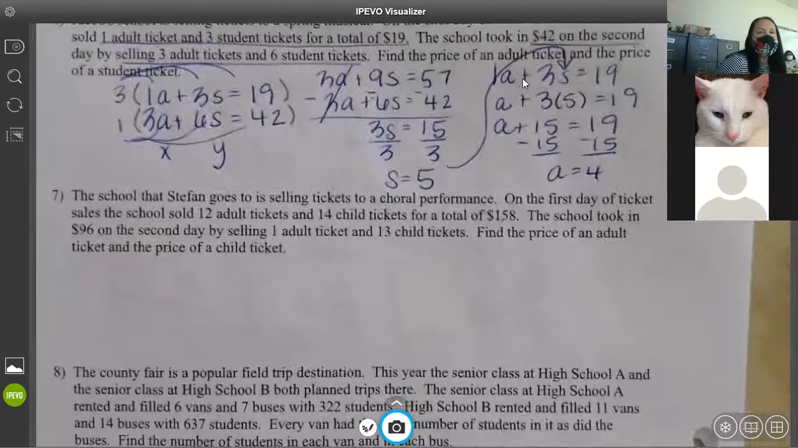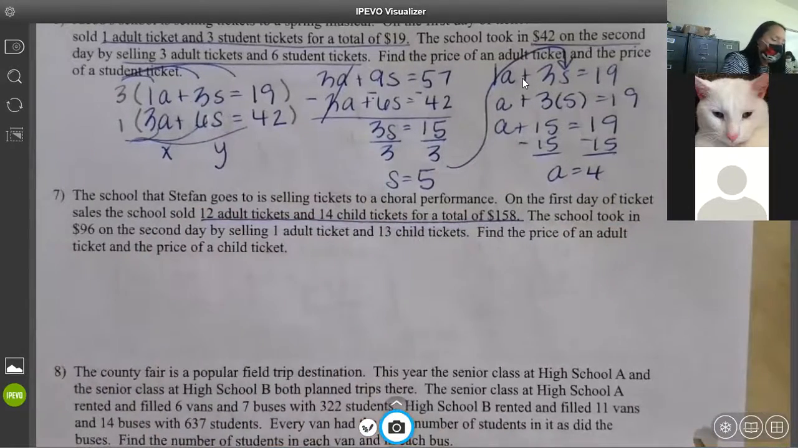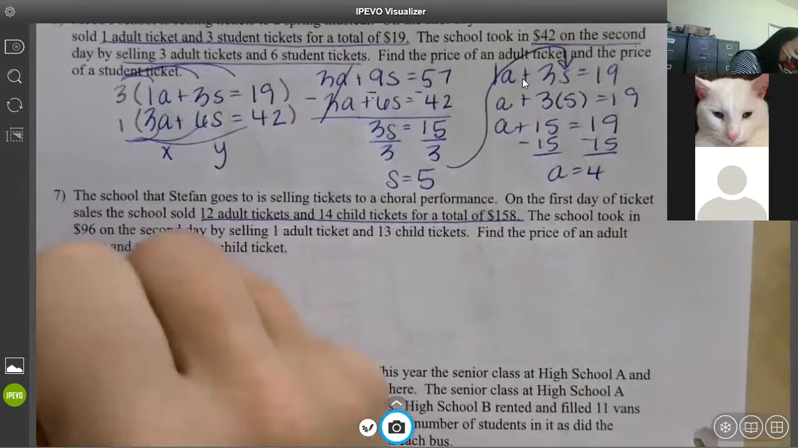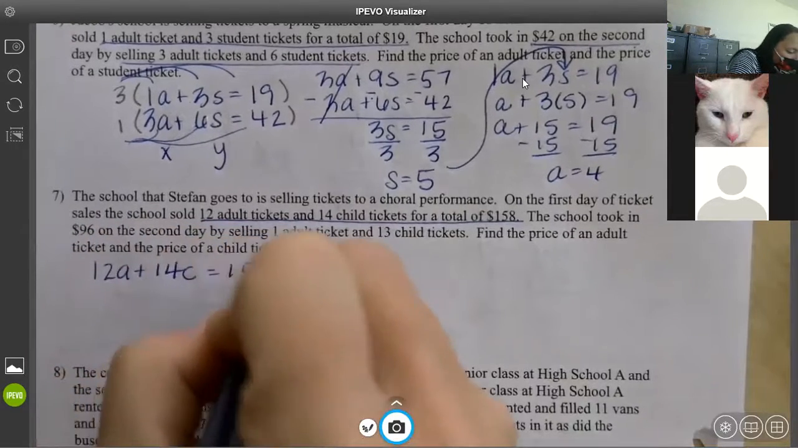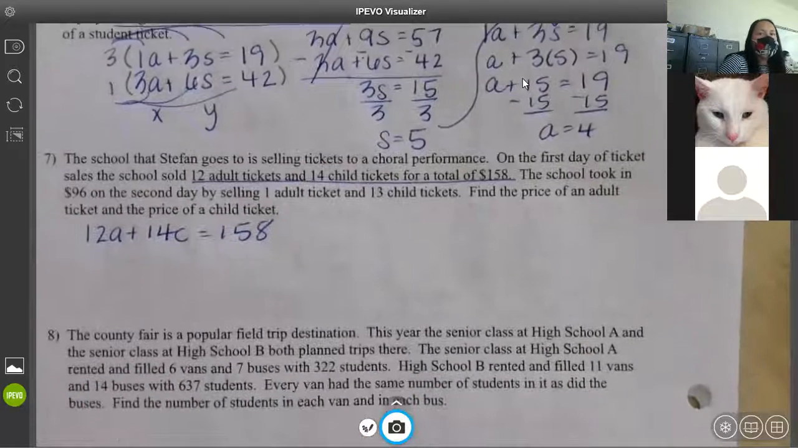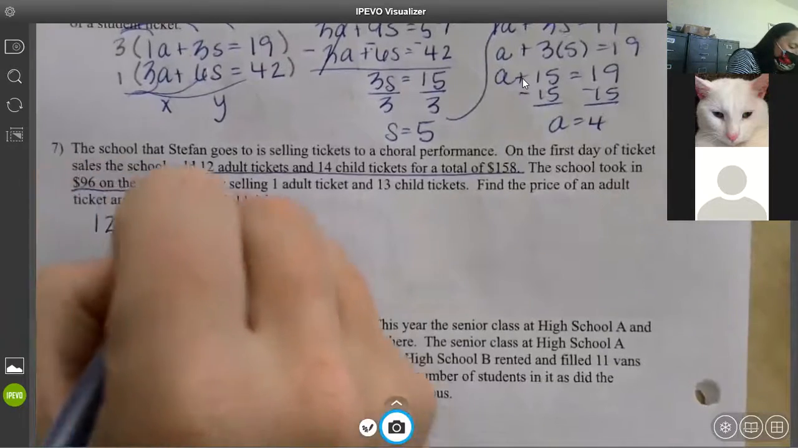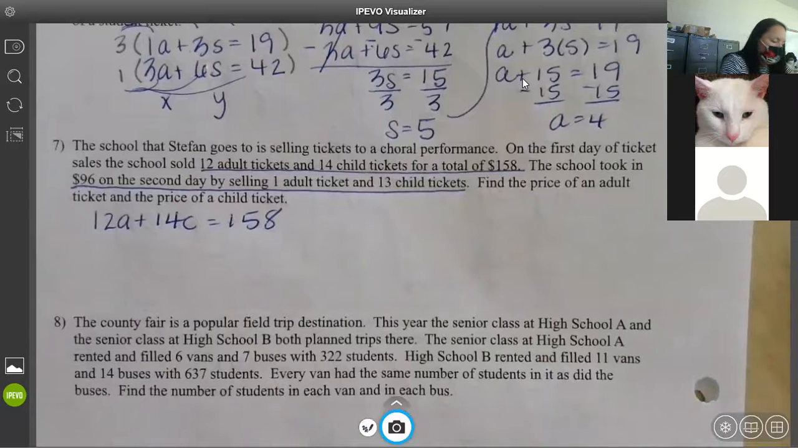Next one. The school that Stefan goes to is selling tickets to a choral performance. On the first day of ticket sales, the school sold 12 adult and 14 child tickets for a total of 158. How do I write that? 12A plus 14B equals 158. Perfect. The school took in $96 on the second day by selling 1 adult ticket and 13 child tickets. How do I write that?